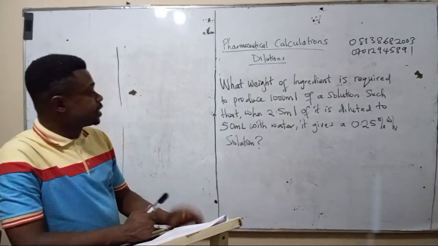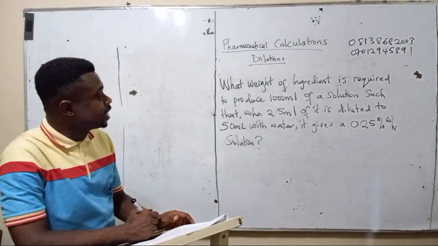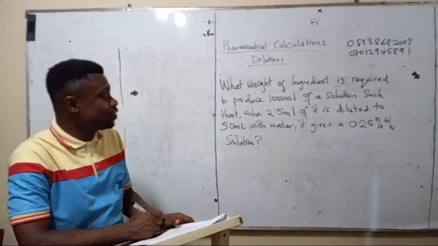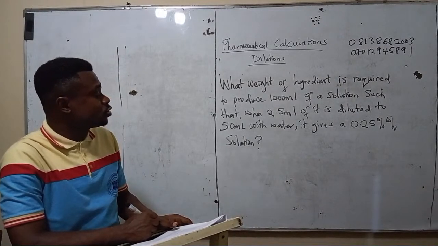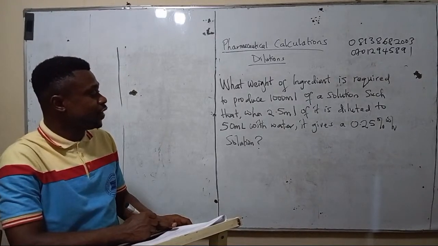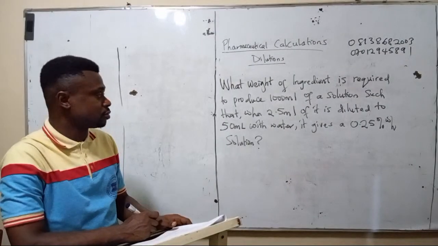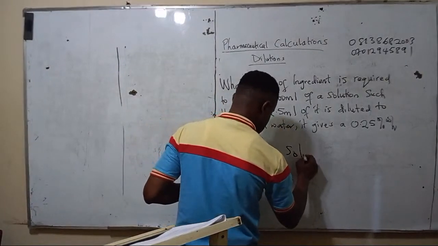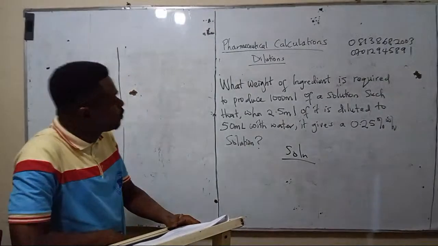The question says, what weight of ingredient is required to produce 1000 ml of a solution such that when 2.5 ml of it is diluted to 50 ml with water, it gives a 0.25% weight in volume solution. Now, let's solve this question.